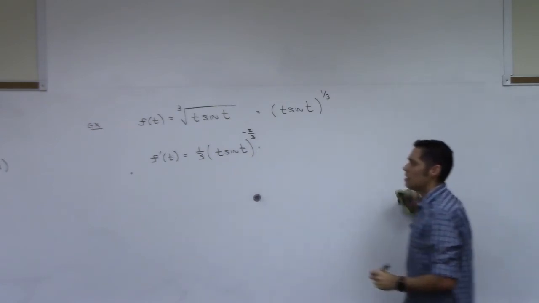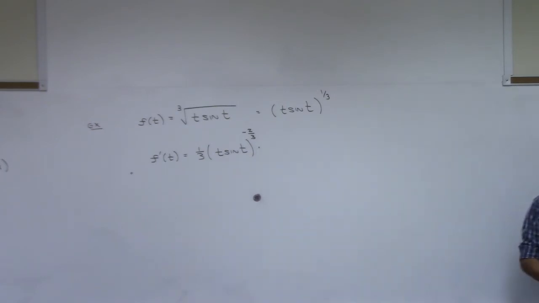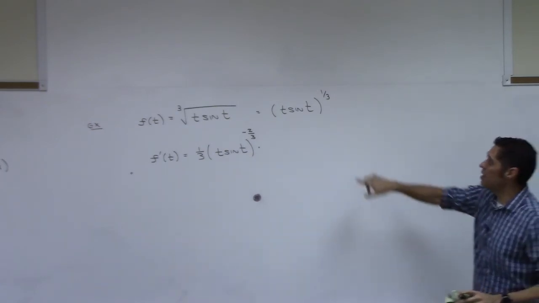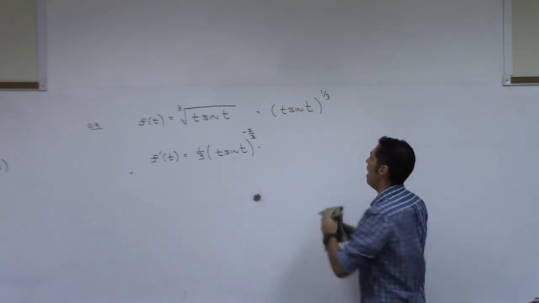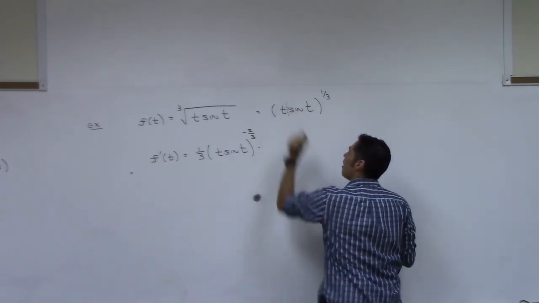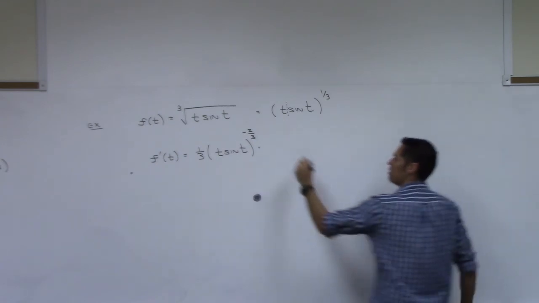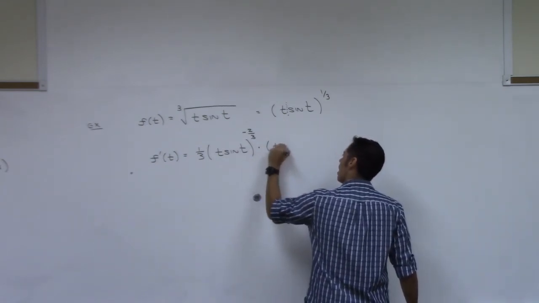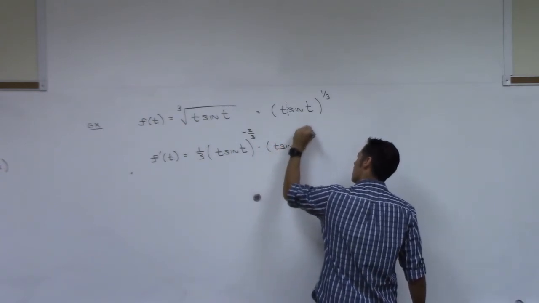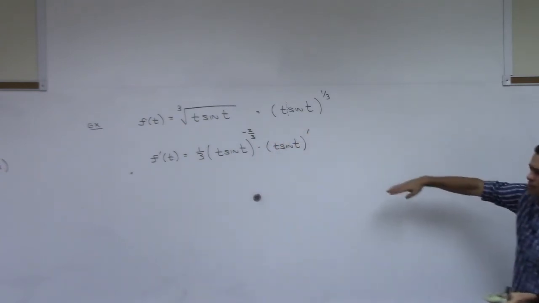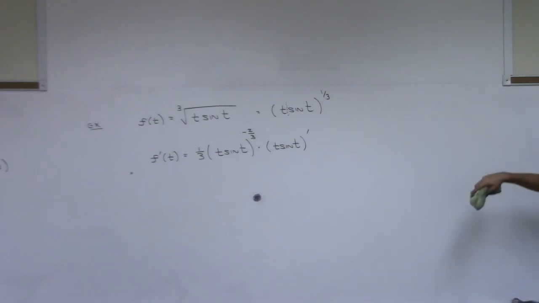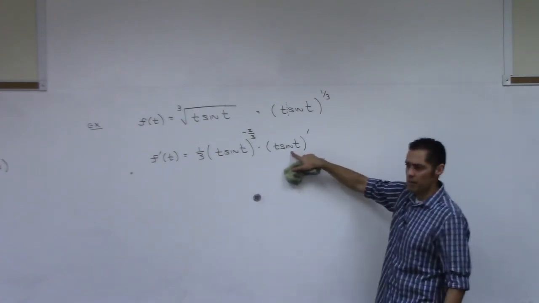Times comes from the chain rule, right? Now the derivative of what's in here, right? And that is a product rule. So let me write that down. I'm going to take now t sine t, and I need to take its derivative. So I'm going to have to go to the next line and figure out what this derivative is.